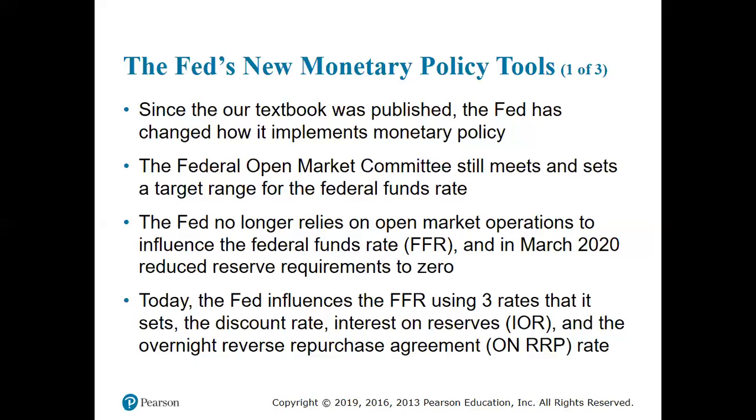So it's important to recognize that when you look at our text and it talks about open market operations and buying and selling treasuries to influence the Fed funds rate, most of that has really gone away. And now the Fed, rather than relying on open market operations, relies on those three rates: the discount rate, interest on reserves, and the overnight reverse repurchase agreement rate.